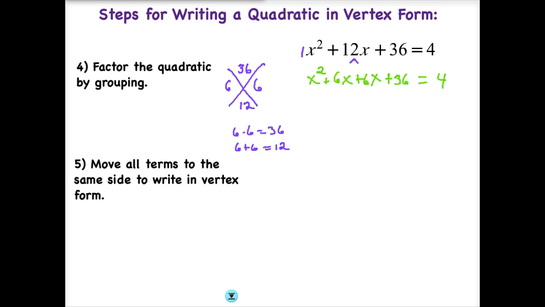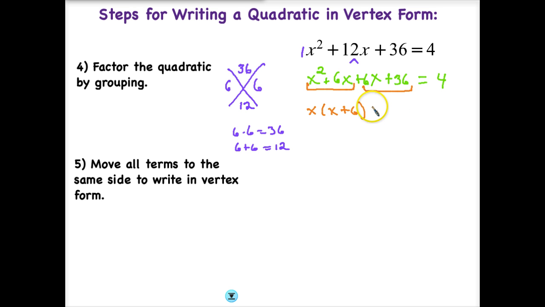And now we can factor by grouping. Let's take our first group and our second group and factor out our greatest common factor. So in our first group, we have an x we can pull out. And then we're left with x plus 6.